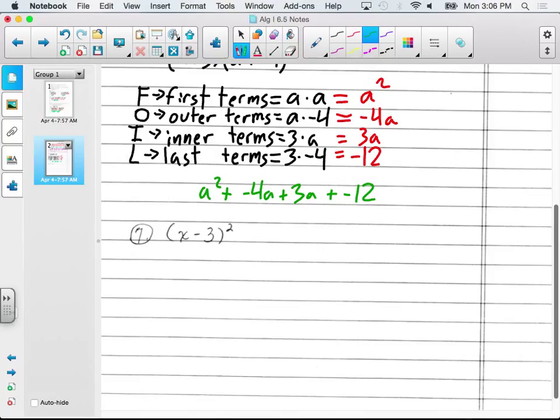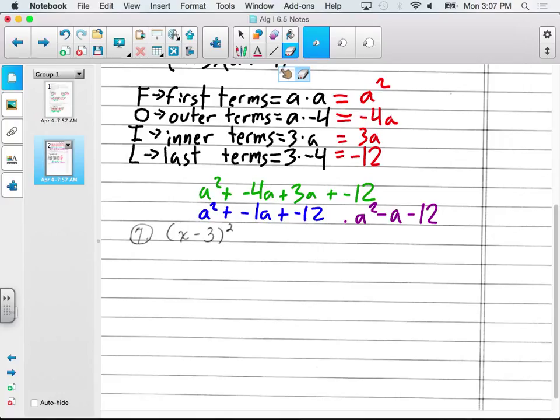Are there any like terms now? Yes. Which ones? Negative 4a and 3a. So if we combine those, what do we get? Negative 1a, right? Negative 4 plus 3 is negative 1, right? We still have that negative 12. I just have to clean it up, right? Minus 12. It's not negative 7, negative 6. That's an error.